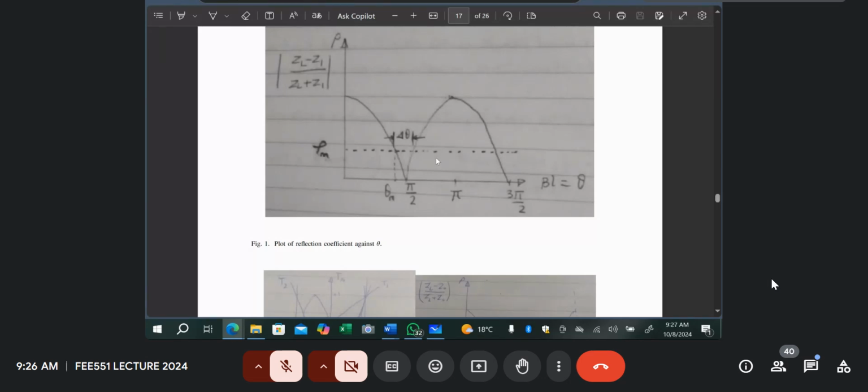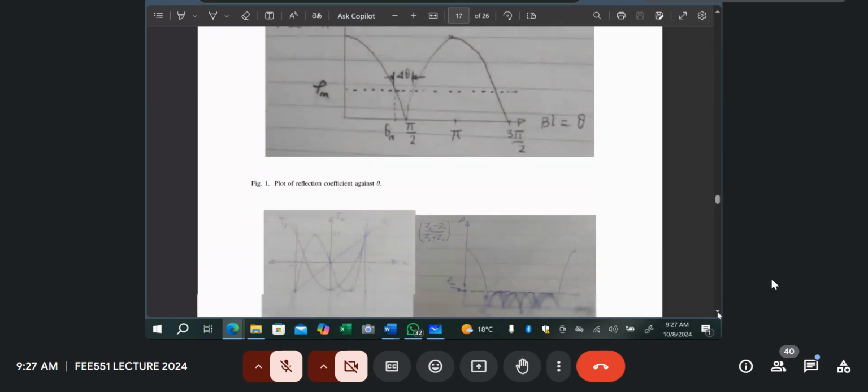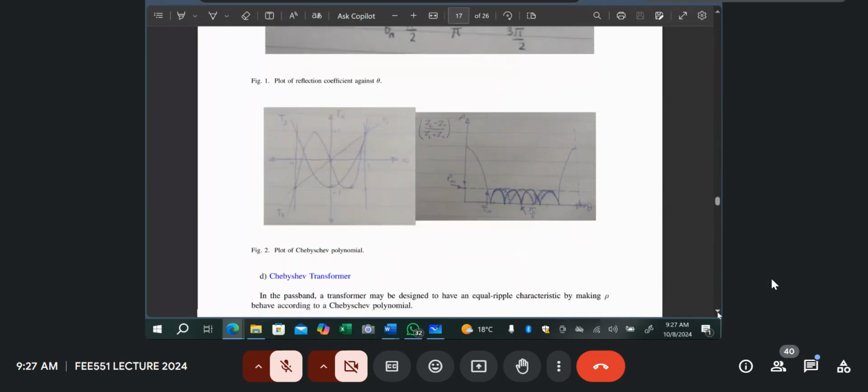So you can use multiple sections of a quarter wave transformer to increase that bandwidth. Now, how does a Chebyshev transformer help to increase that bandwidth? So you can have another design where you have a Chebyshev transformer.